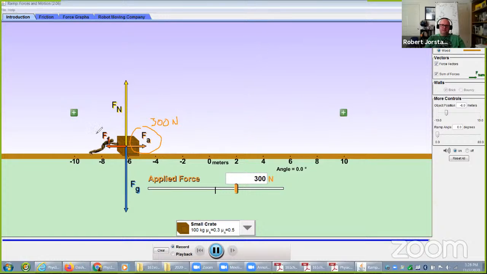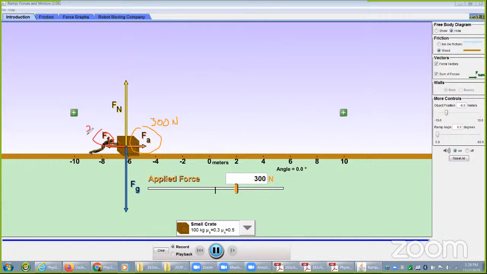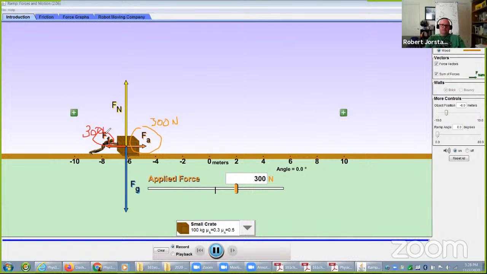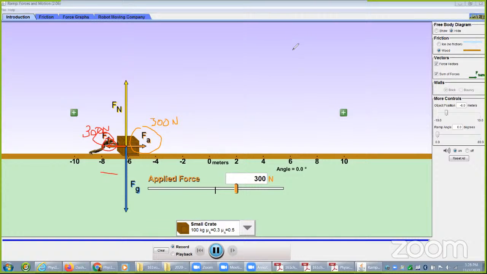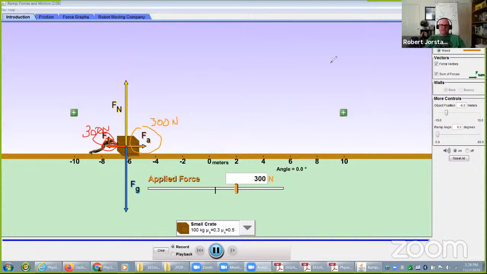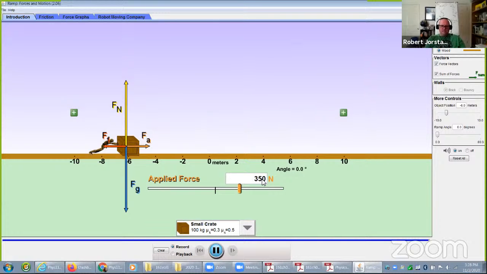And notice the force due to friction. If it's not going anywhere, what number does that have to be? Negative 300 newtons. Or 300 newtons is the magnitude, and this is the minus sign. Are you okay with the arrowhead being the minus sign? Yeah. Cool. And so as I increase these numbers, we see that this just keeps stepping up.